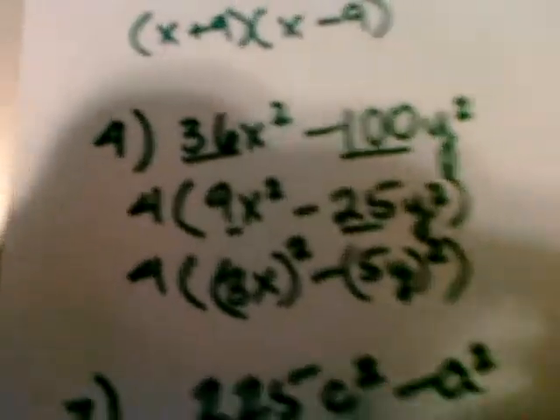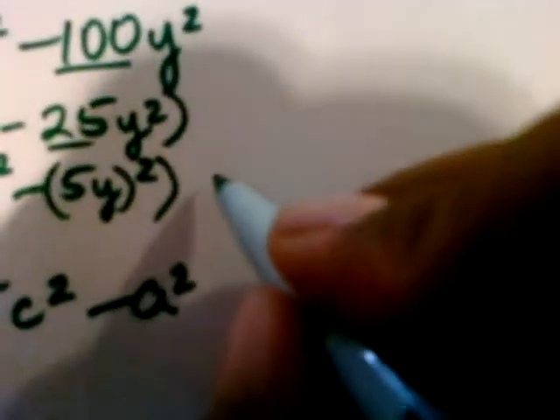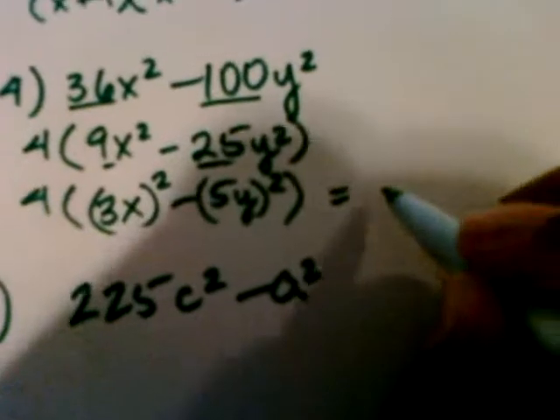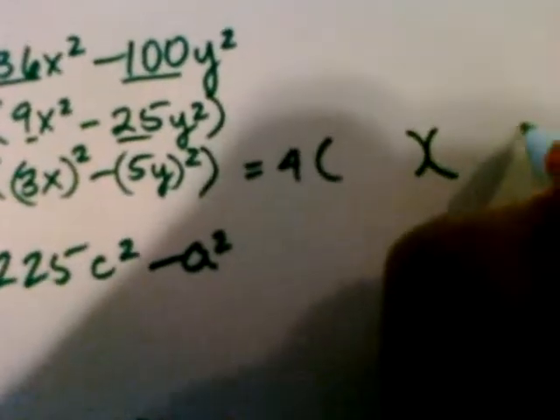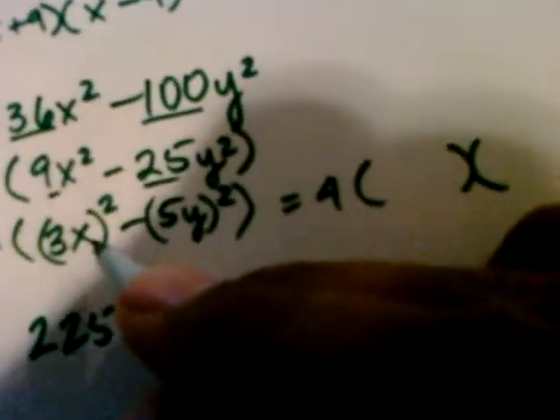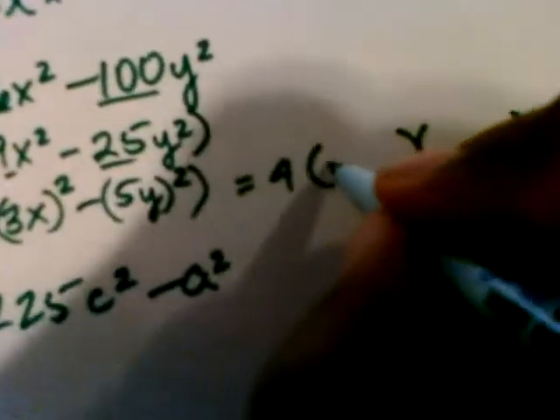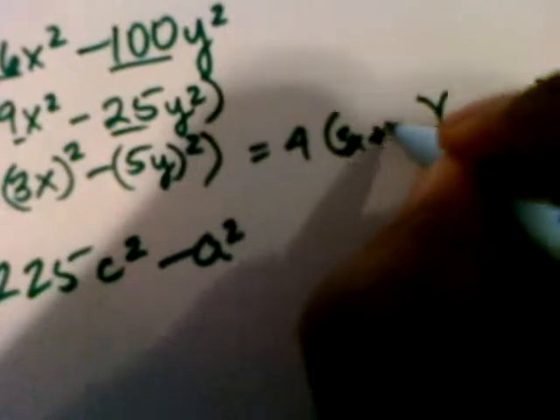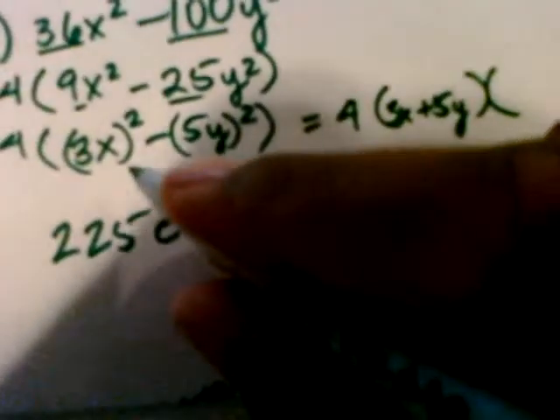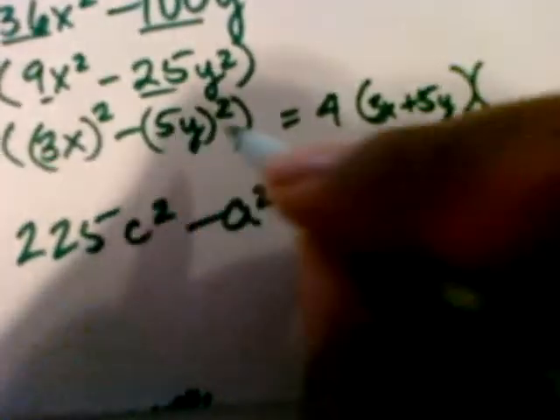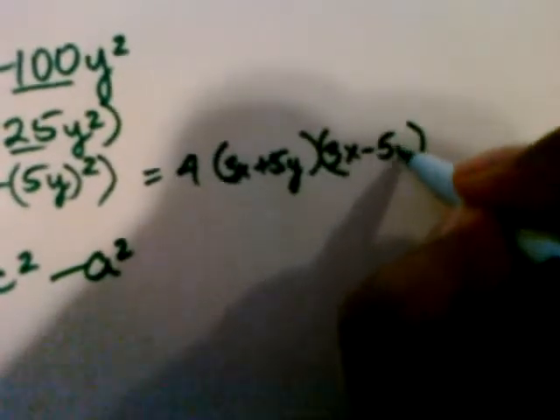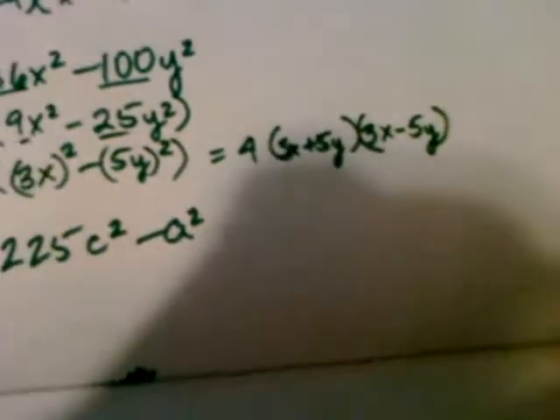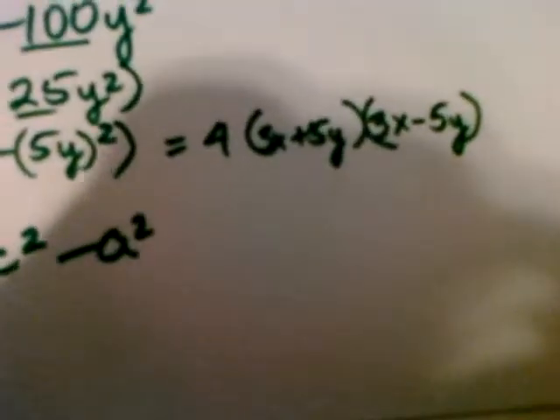And now I can rewrite this using the difference of two squares. So I have my 4 on the outside, then this is going to be a plus b, and this is going to be a minus b. I have 3x plus 5y times the quantity of 3x minus 5y. And that's factored completely using the difference of two squares.